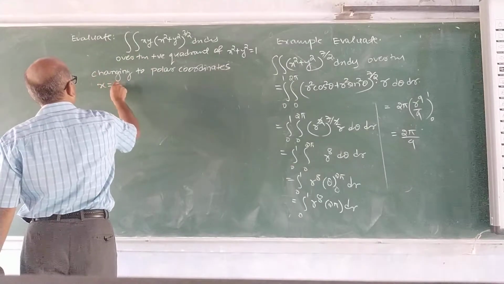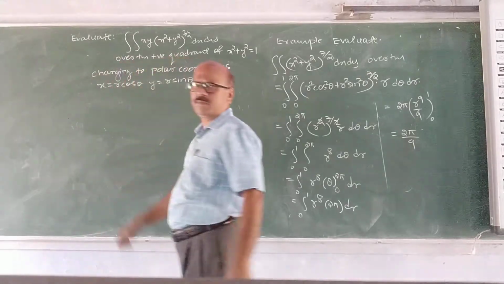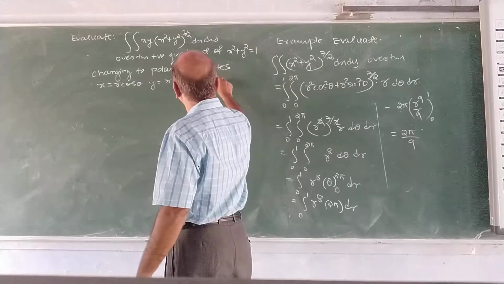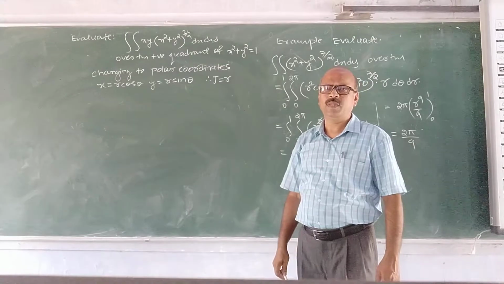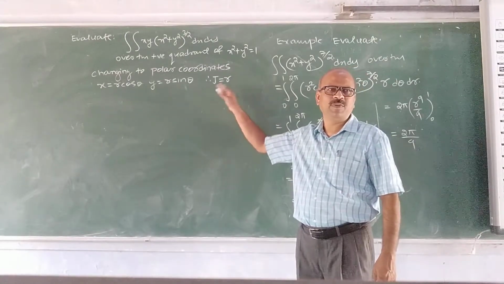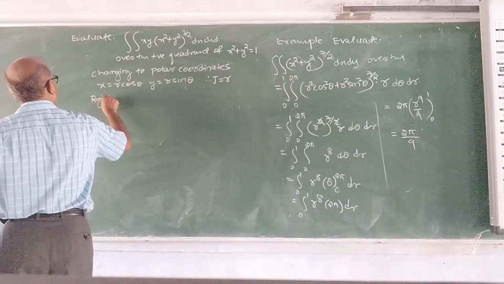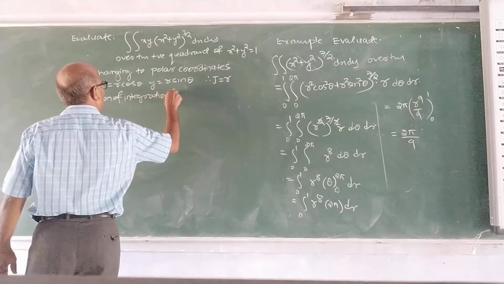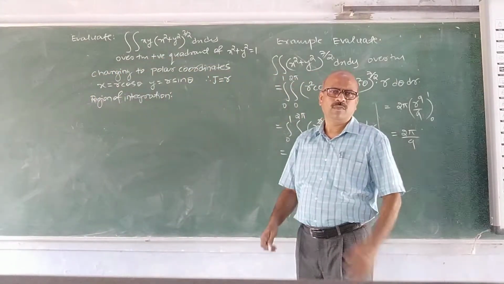What are the substitutions? x is r cos theta, y is r sin theta. Therefore, J is equal to r. Refer to the previous problem. What is J? Jacobian of xy with respect to r theta, it is r from the previous problem. And the region of integration, this is important. What is the region of integration?